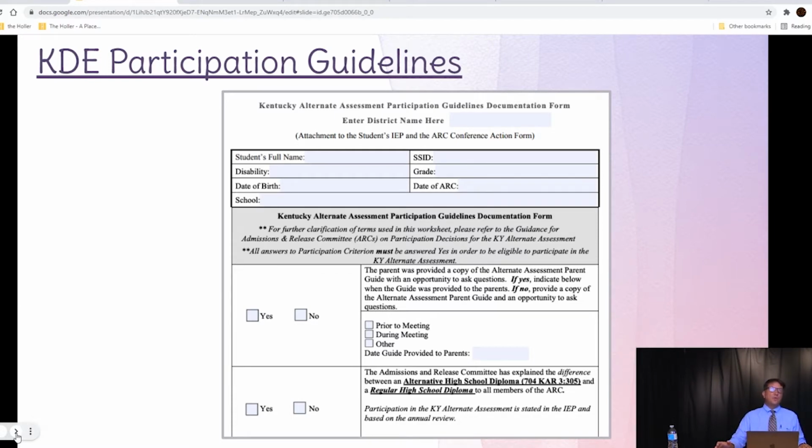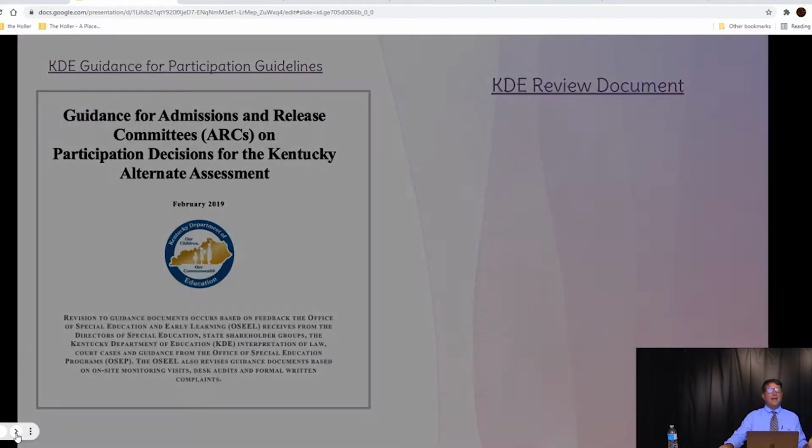The one thing to remember about these participation guidelines is that every answer in the check boxes has to end up being yes in order for the student to be eligible to participate in the Kentucky alternate assessment. You can see up there that you have two places you can go. You can go for further clarification. You can go to the Admission and Release Committee on Participation Decisions, and we're going to go through that document quite a bit today. And then also all answers to participation criterion must be answered yes in order for the student to be on alternate assessment in Kentucky. And so we really wanted to point that out.